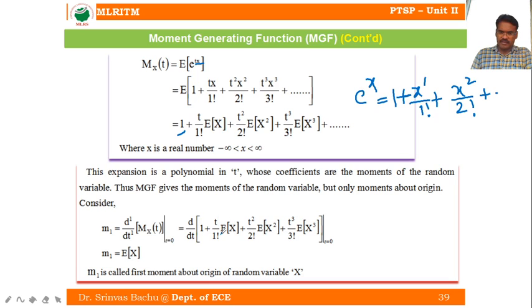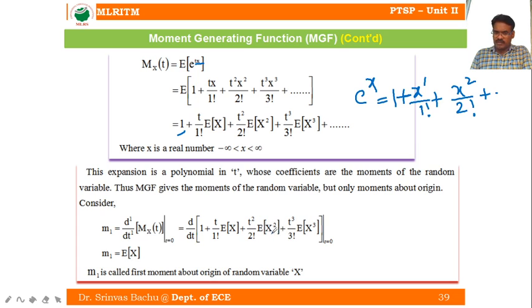Differentiate d by dt of 1, which is 0, then d by dt of t by 1 factorial into expectation of x. With respect to t only I am differentiating, the remaining are constants here. This expectation of x is always a constant, a real number. So now we get expectation of x. The first term is 0. Next is 2t by 2 factorial, 2 cancels, t into expectation of x square, plus 3t square, plus 4t cube, and so on.